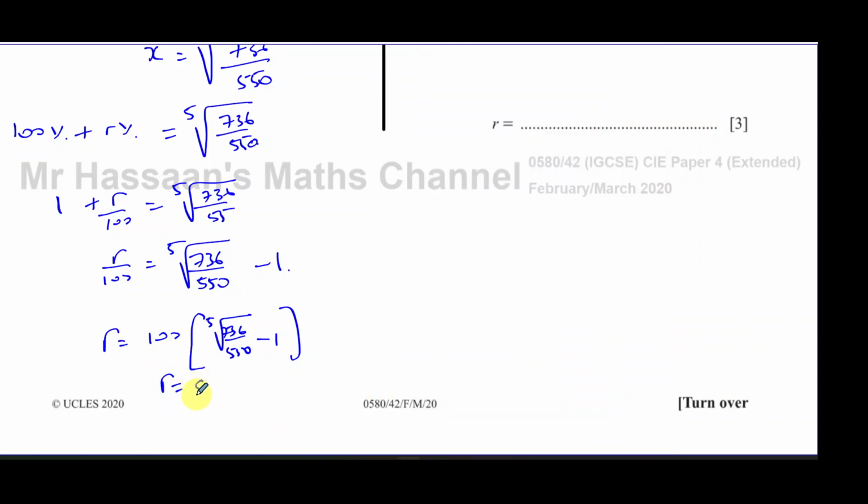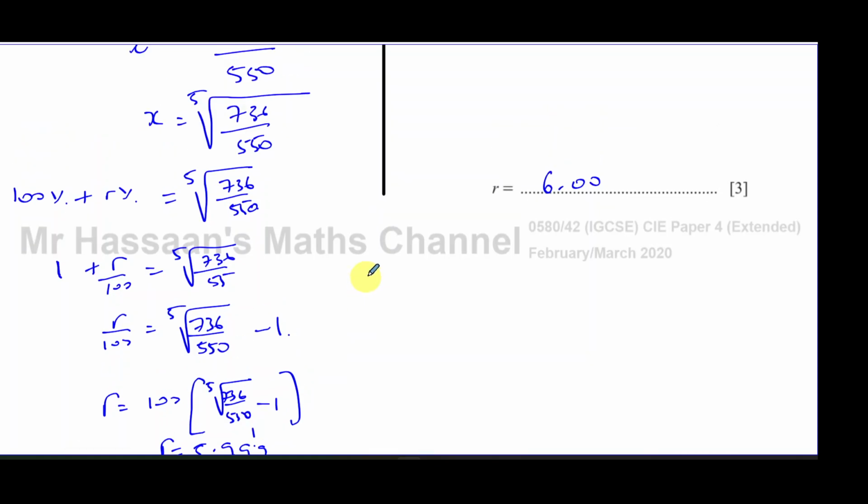5.999. So R equals 5.999, which is going to be 6.00 to 3 SF, because it's not an exact answer. Of course, if you round there, that 9 is going to change to a 10, so it's going to be 0, carry 1 over. That changes to a 10, carry 1 over, and you get 6.00. That's one way of doing it.